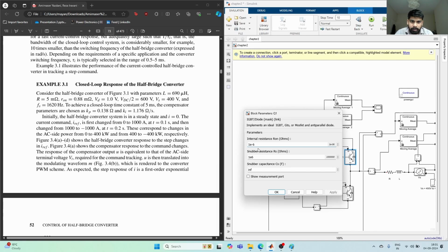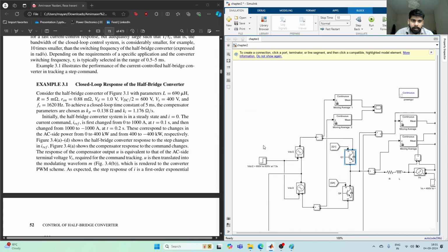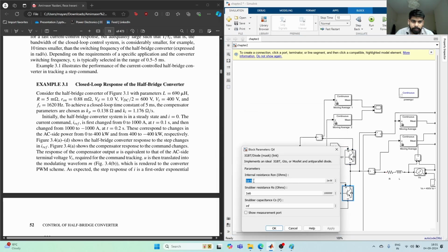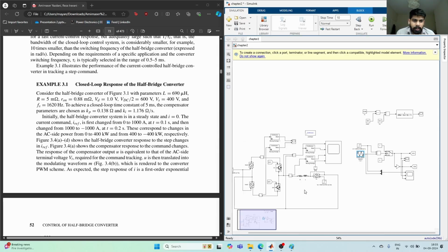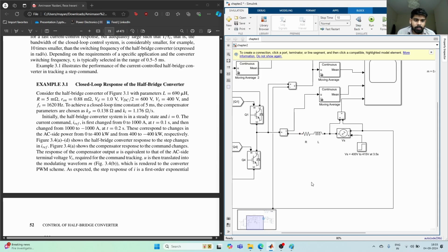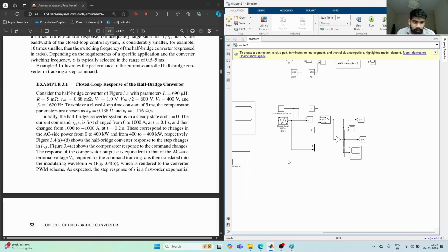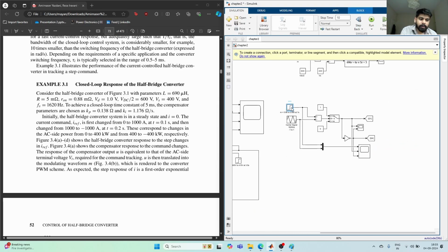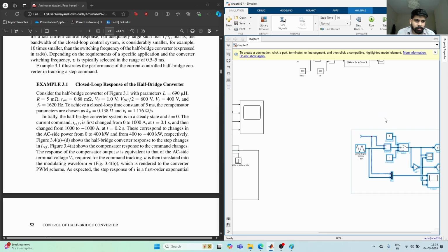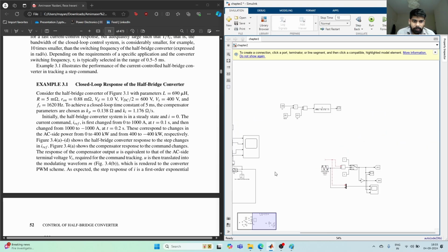So R on is 0.88 milliohms, and everything else is the same. Now we just want to build that PID controller. This is not required because our PID controller would give our M as the output, so we just remove that. Now what we need is I reference.